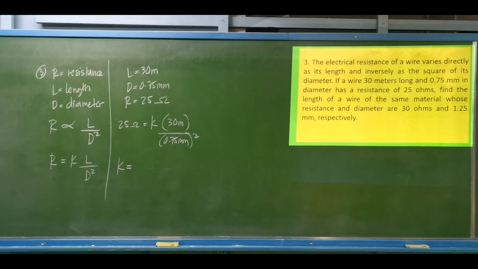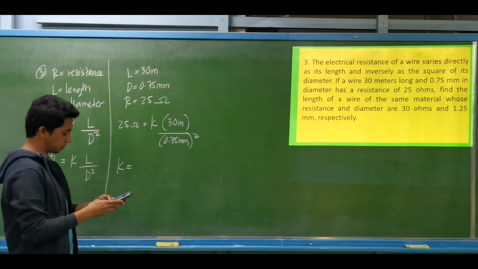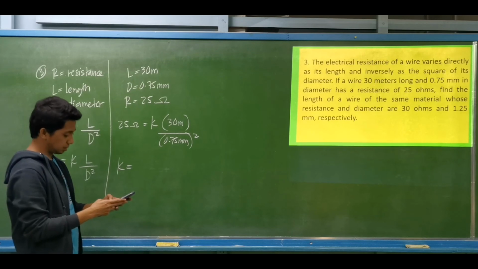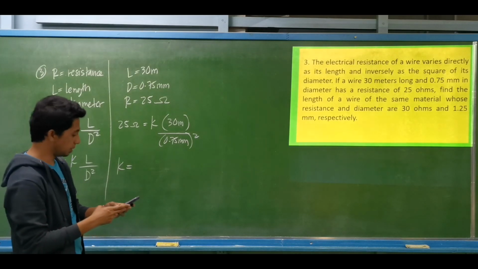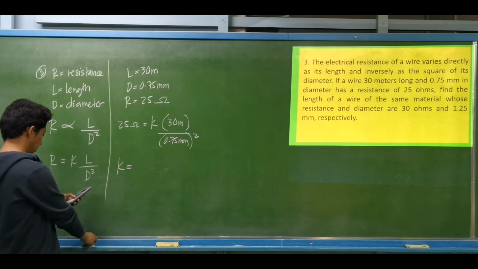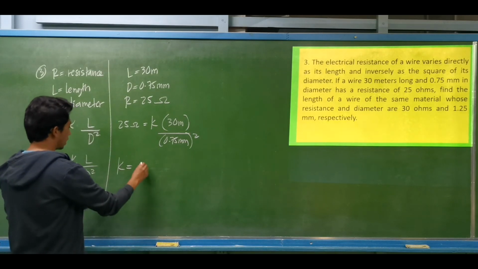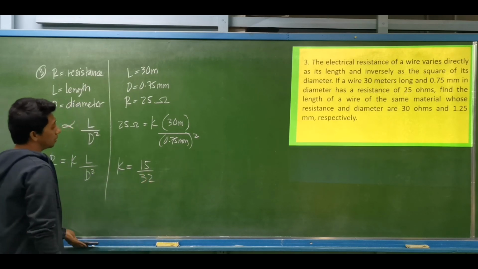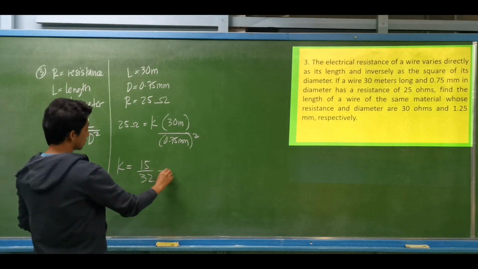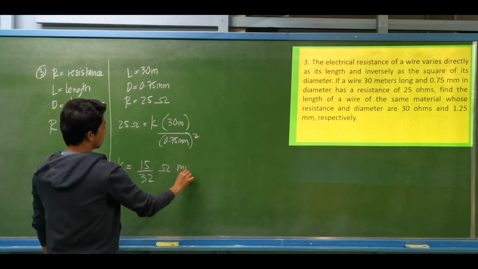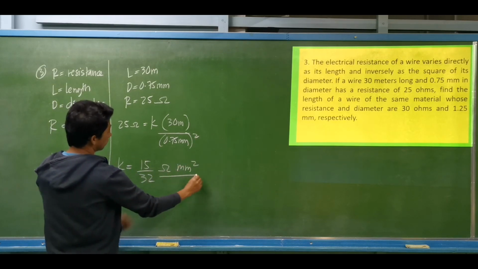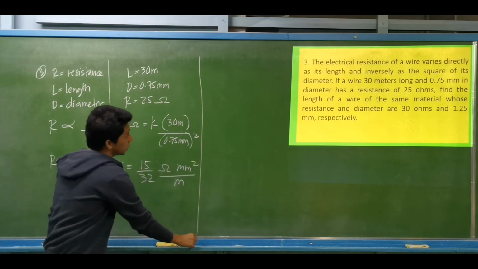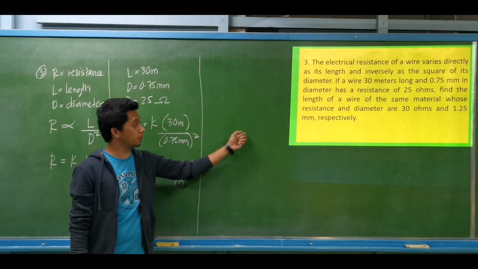So what is the value of the proportionality constant? We have that as 25 times 0.75 squared, divided by 30 meters. So we have it as 15 over 32. What will be the unit if you observe? This is ohms millimeter squared divided by a meter. That is the unit.